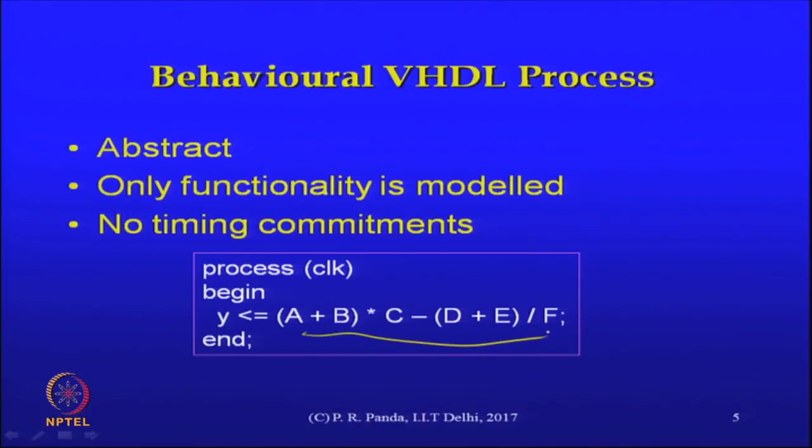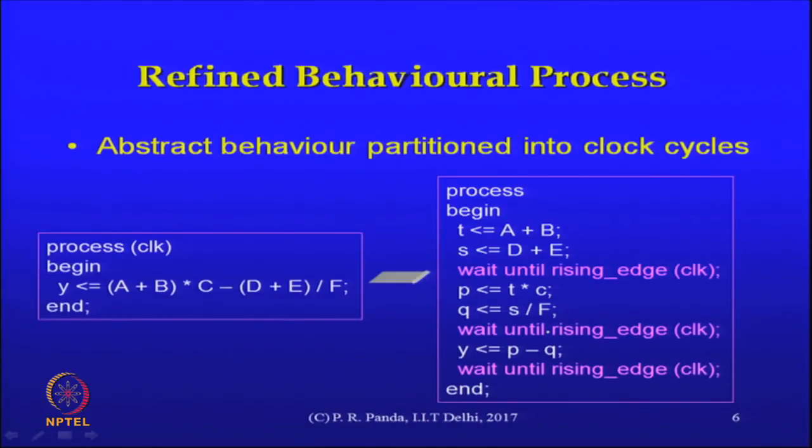Okay. But the input is just an abstract description in which you have the functionality, but not necessarily all the timing level details. You could think of a refined behavioral process in which we actually explicitly make these decisions. So, there is an A plus B, there is a D plus E. You can see that these two additions are independent of each other and could be performed simultaneously. If you had the resources, then both of these could be executed in the same clock cycle. That is what the refined VHDL model here looks like.